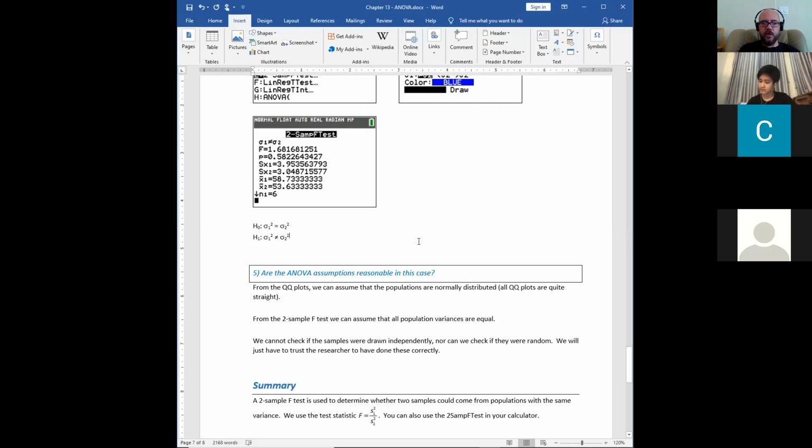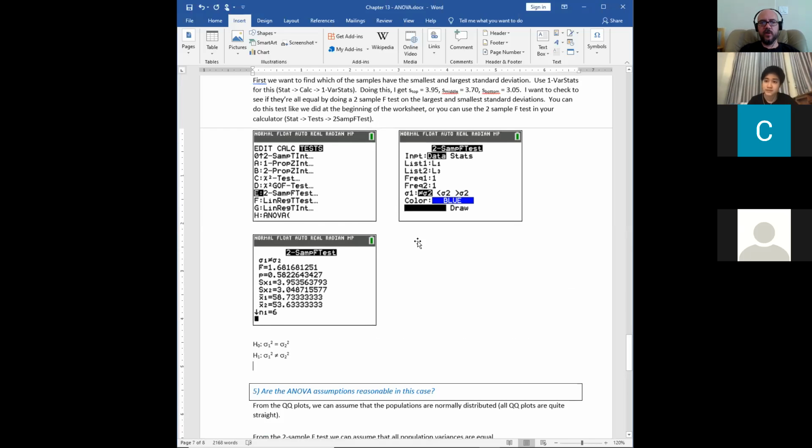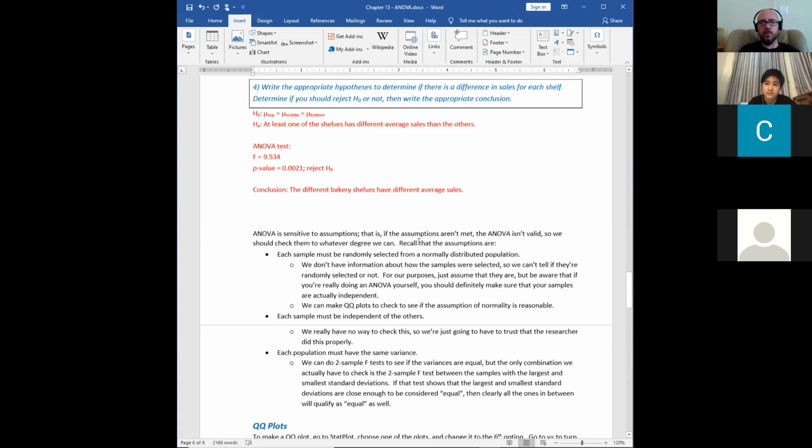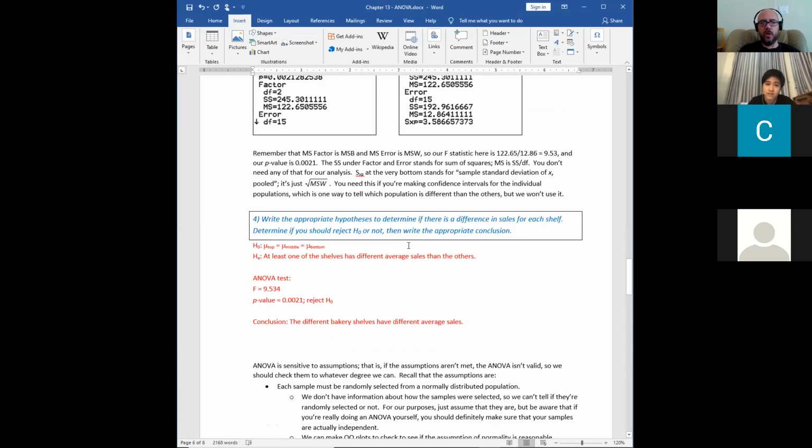And that's sort of it. That's all there is to ANOVA. I said I would talk about how to determine which of these is different. That's a thing that we can do here. Our conclusion was the bakery shelves have different average sales. So the natural question is, well, okay, which one is different than the others?